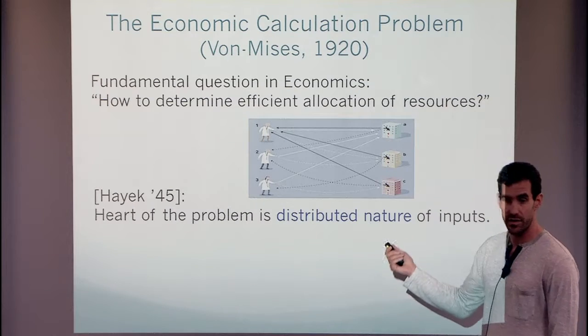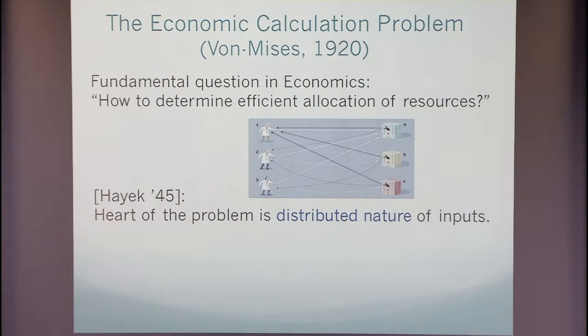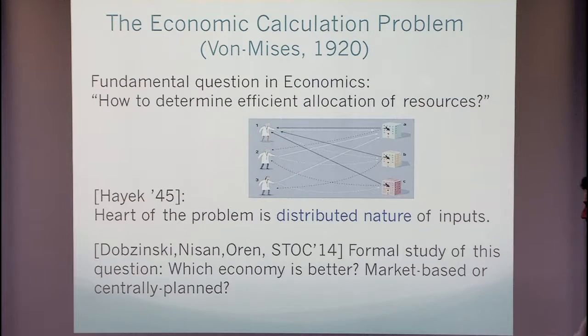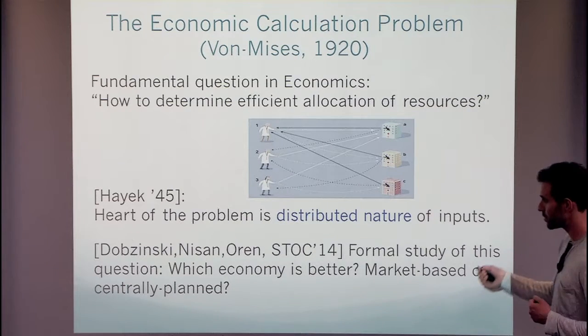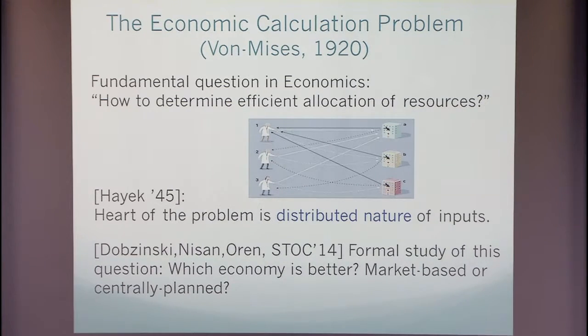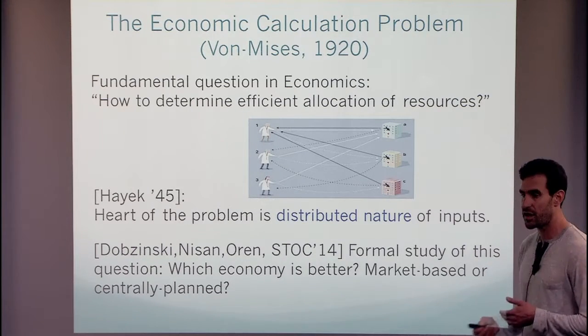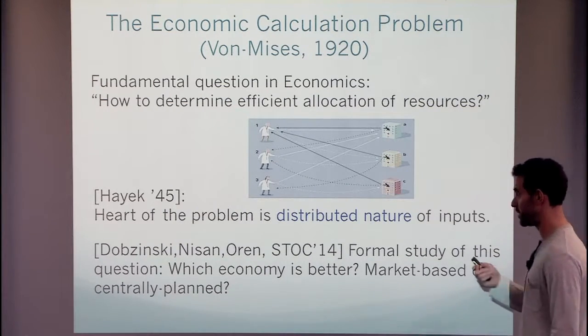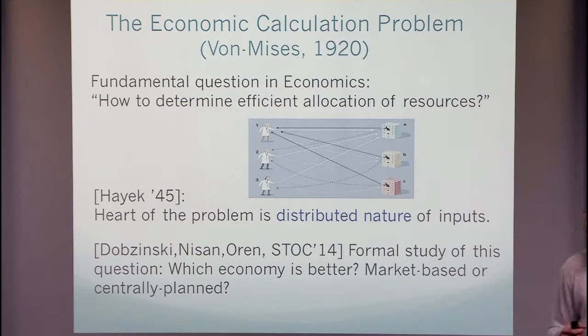Hayek's philosophy, or suggestion, was that indeed the real bottleneck of this problem is not the computational one, but rather the information theoretic one. So Dobzinski, Nisan, and Oren recently proposed a formal model for studying this question of Hayek's in terms of round versus communication trade-offs in the multi-party communication complexity model. The philosophy of their work was to give a mathematically formal assertion for Hayek's prediction that a market-based economy is better than a centrally planned economy by virtue of allowing for interaction among the market's players.